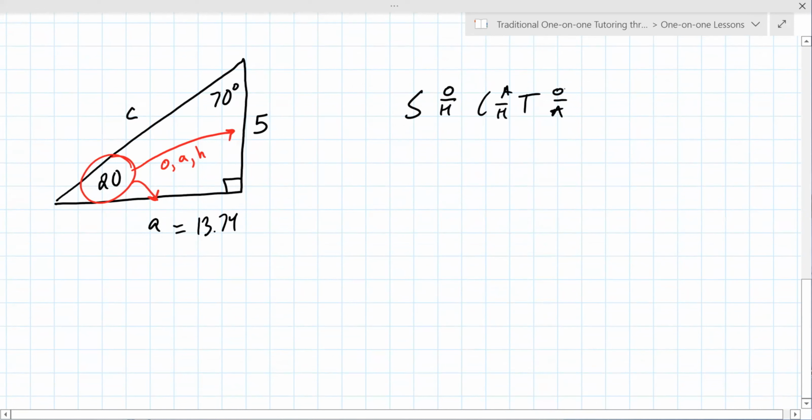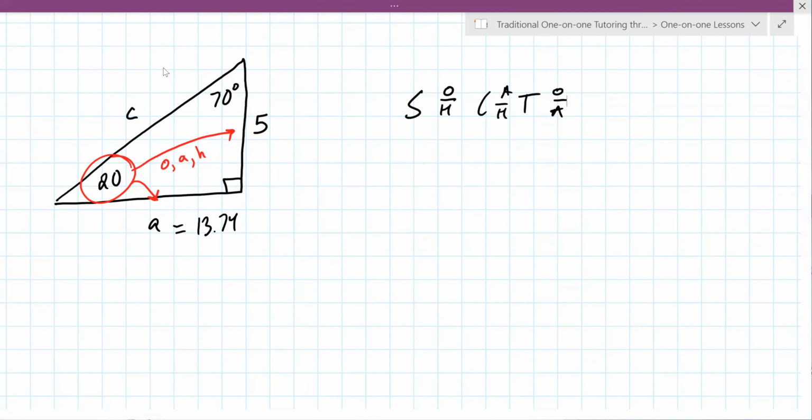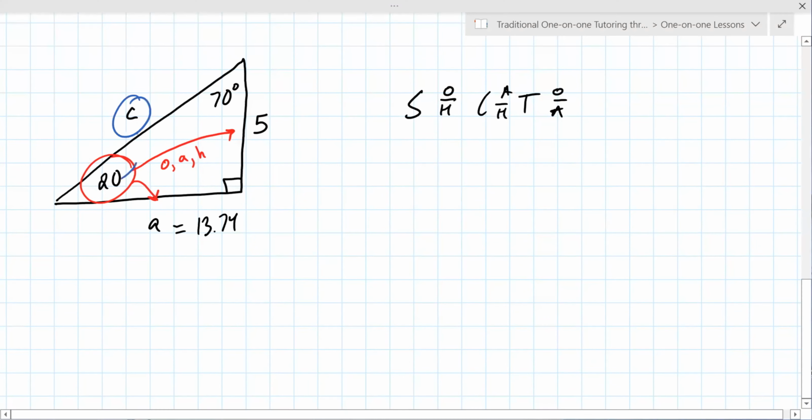And this time we want to find C. So what is C relative to the 20 degrees? Is it the O, the A, or the hypotenuse? The hypotenuse. It's the hypotenuse. Now you have to pick the other side. Now you could use the 13.74. I recommend always using the given sides. So we're going to use the opposite. Okay. So which of these 3 uses the opposite and the hypotenuse?